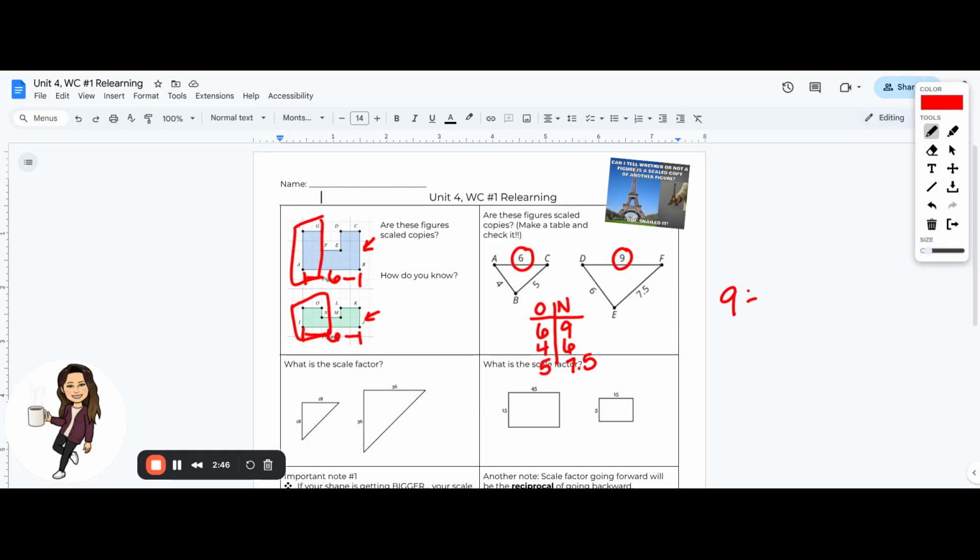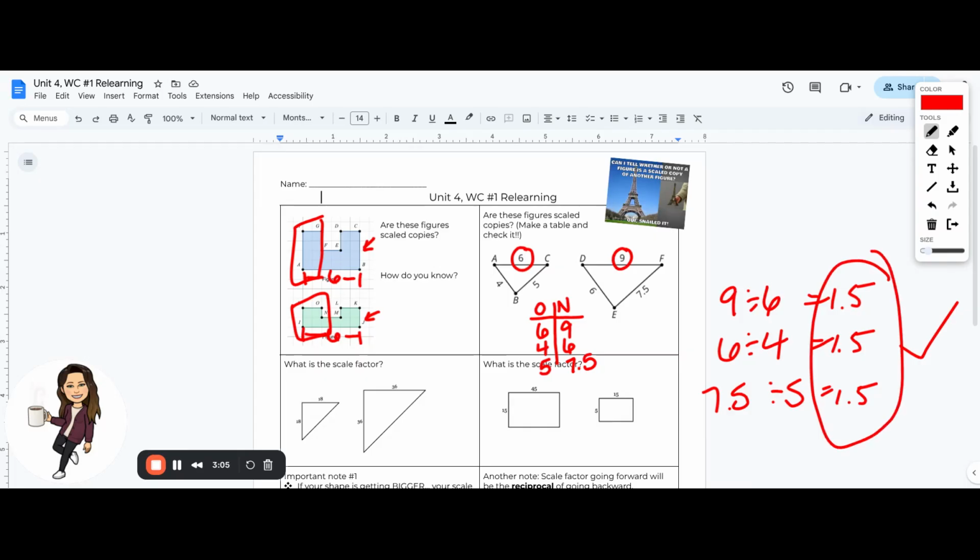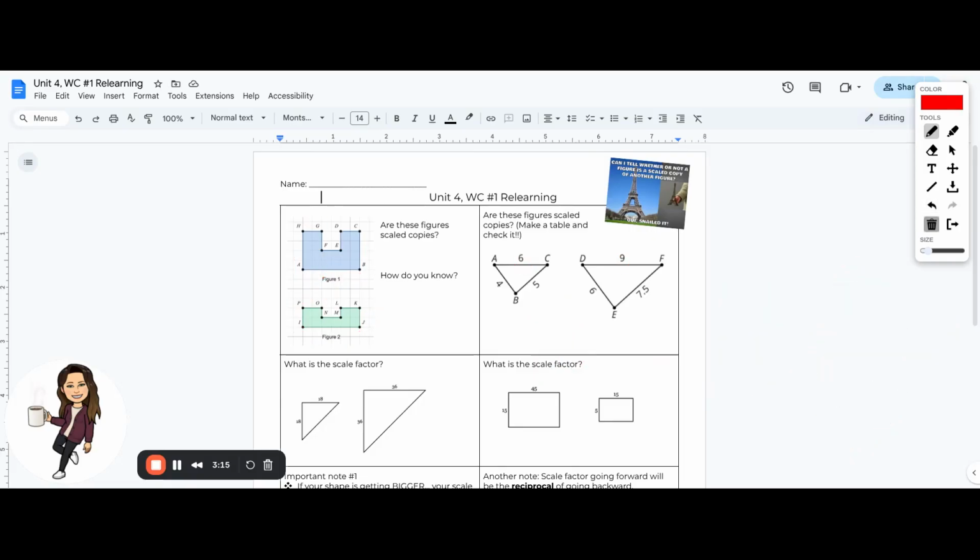So you'd be doing 9 divided by 6, 6 divided by 4, 7.5 divided by 5. All of those are going to give you 1.5. So then we would say, yes, they are scaled copies, because all the sides from ABC are multiplied by 1.5 to get the new sides on DEF. All right, let's keep going.